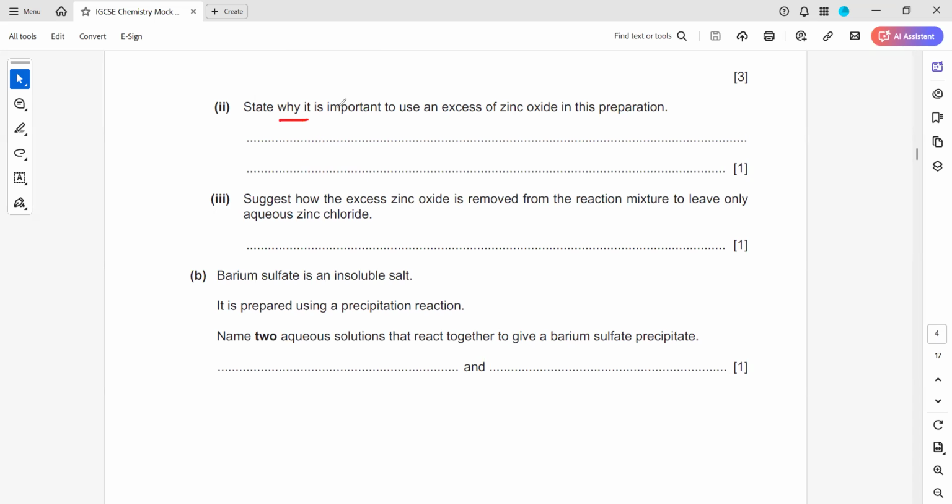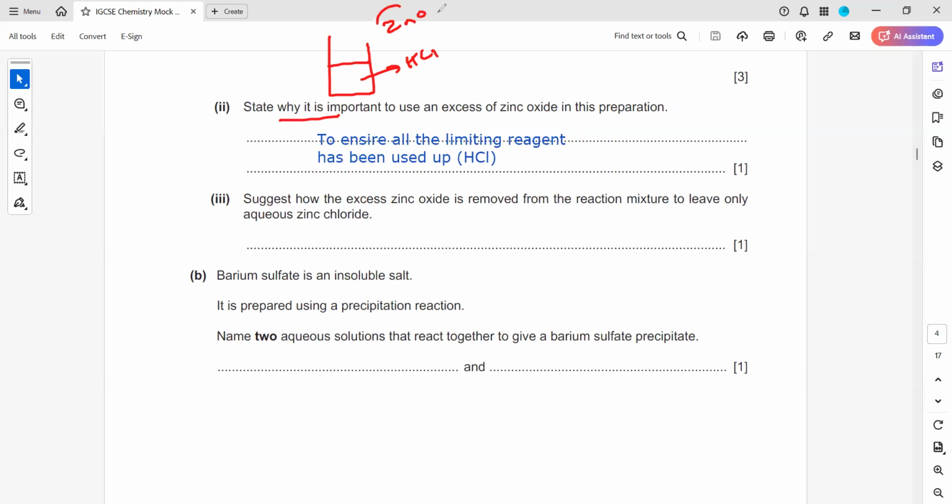Now the question said why it is important to use an excess of zinc oxide in this preparation. To ensure that all the HCl is used up, because we are preparing zinc chloride. So we have zinc and hydrochloric acid. When we add an excess of zinc oxide, all of this hydrochloric acid will be used up and the solution will turn into zinc chloride.